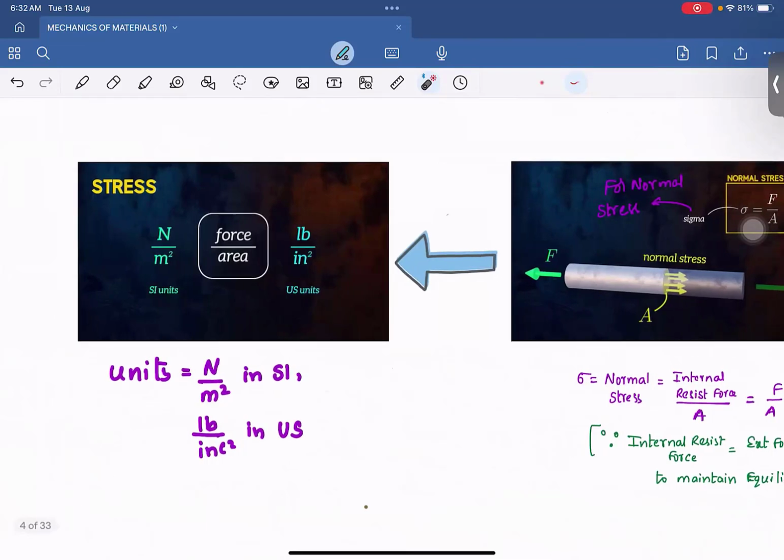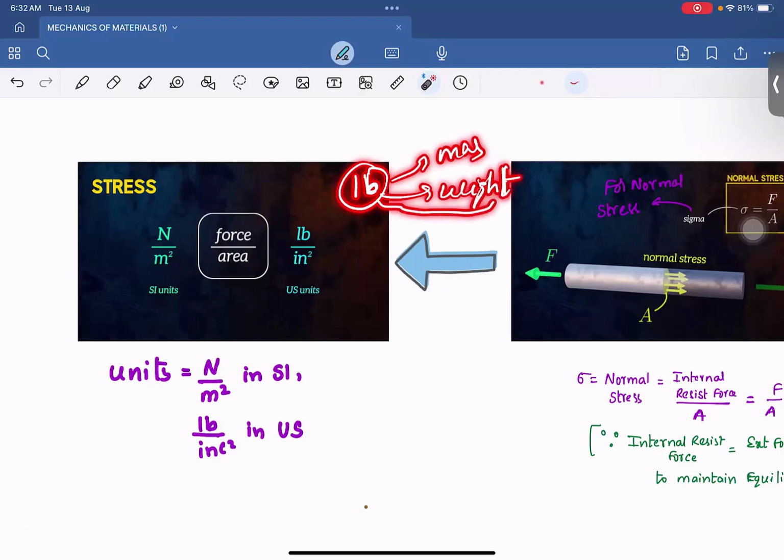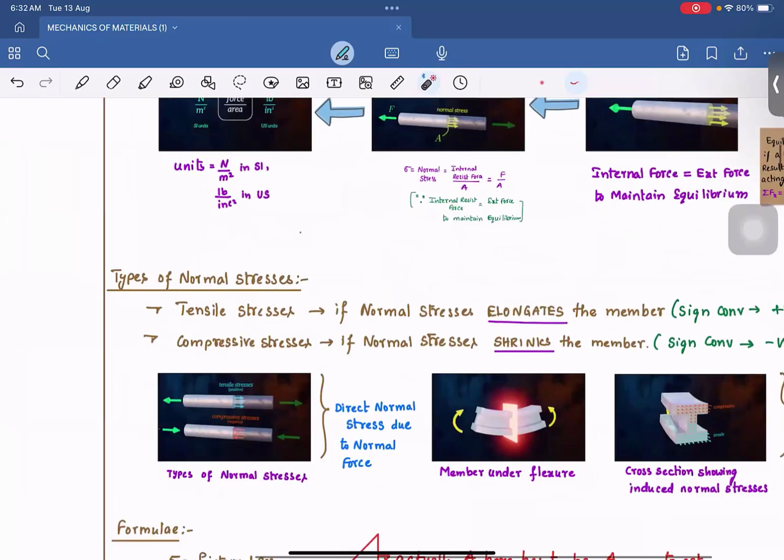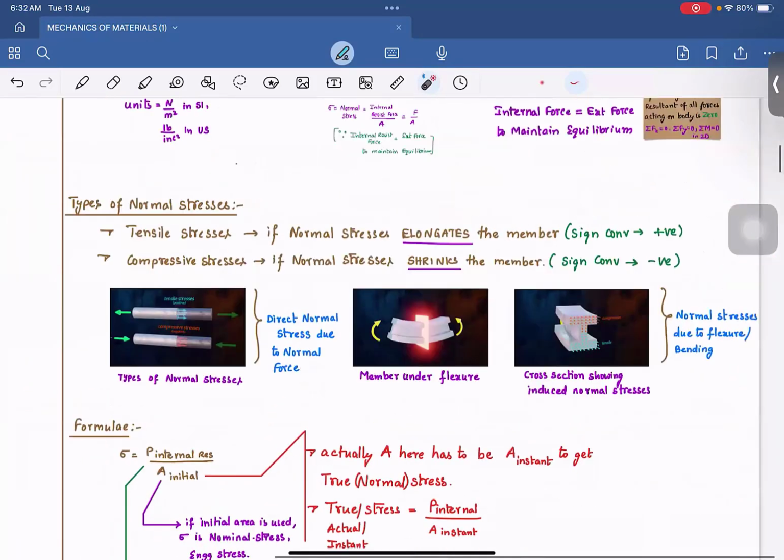Units for force in SI units is Newton, by area in meter square, and in US units, it's a pound. Generally, people in the US will use pound for both mass and weight, interlinked. But in the FE exam, be careful: for mass use lbm, for force use lbf. And that's the only units thing.